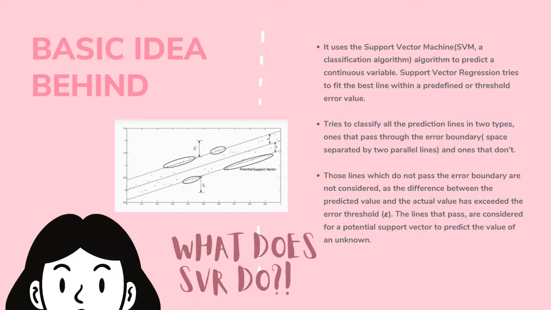What SVR does in this sense, it tries to classify the prediction line in two types. One that passes through the error boundary, that is a space separated by two parallel lines, and the ones that does not. Those lines which do not pass the error boundary are not considered, as the difference between the predicted value and the actual value exceeded the error threshold epsilon. The lines that pass are considered for a potential support vector to predict the value of an unknown.